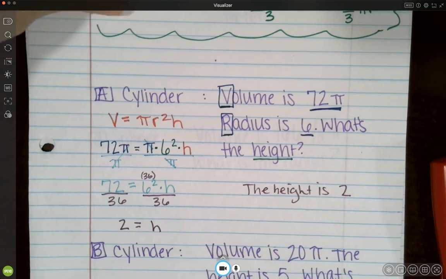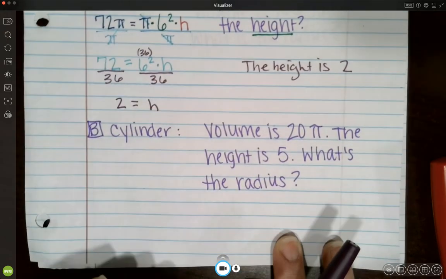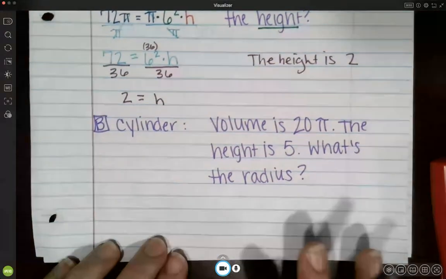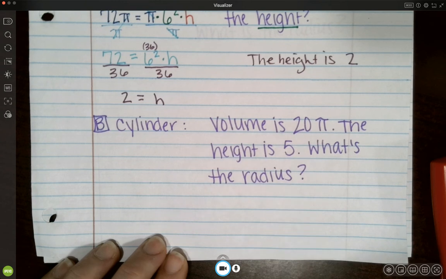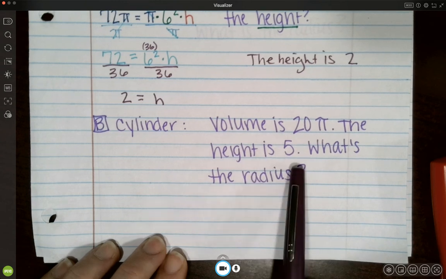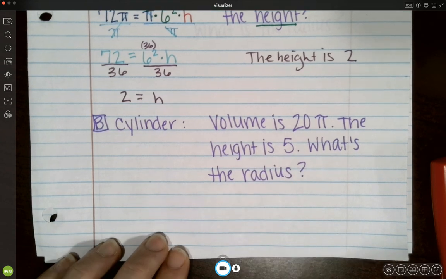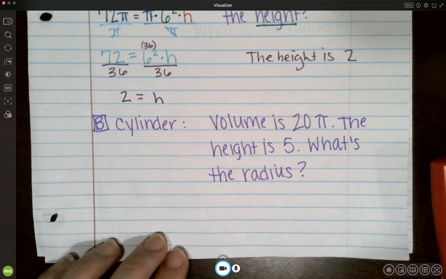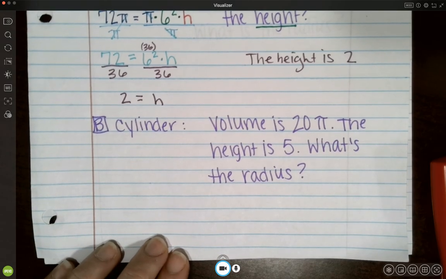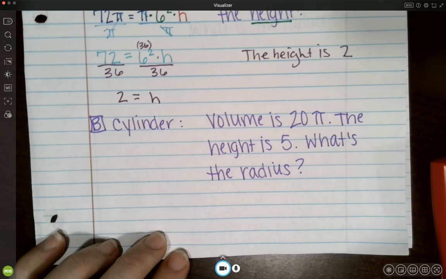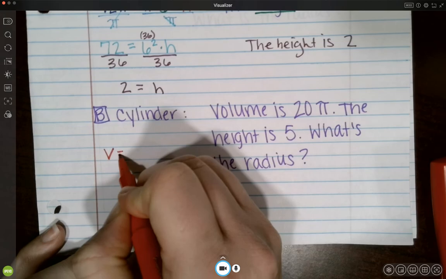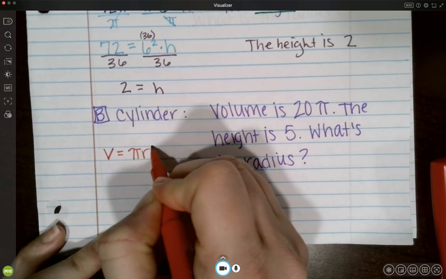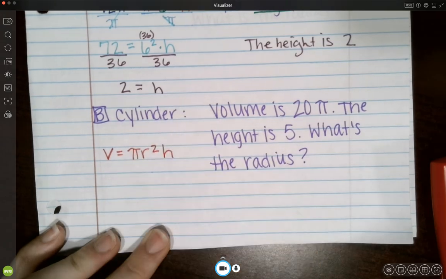All right, so we're now going to take a look at another cylinder example, and this one is going to ask me for something different. This one tells me the volume is 20 pi, the height is 5, and this time it wants me to find the radius. The last one I solved for height, this one I'm going to solve for radius. I'm still going to start off with my magical formula: volume equals pi radius squared times height.